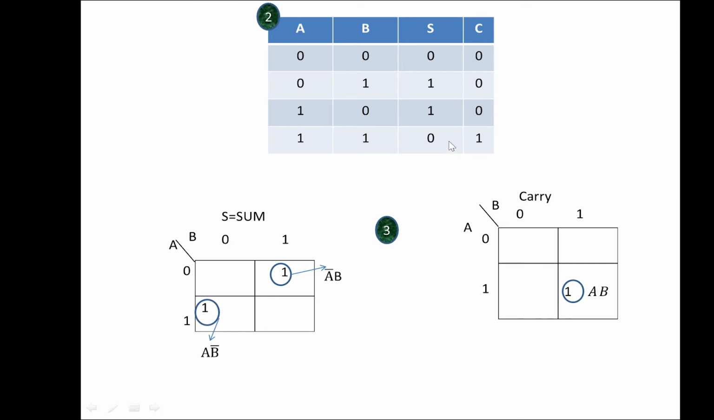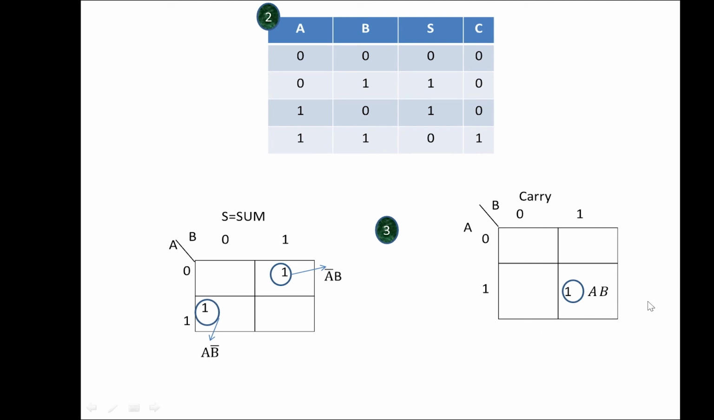Similarly, we write the logical expression for the carry out by using this two-variable K-map. The carry output is logic 1 only when A and B are both logic 1. So here I wrote the 1 for 11. The equivalent Boolean expression is 11, that is A is 1, B is 1, that is A B.